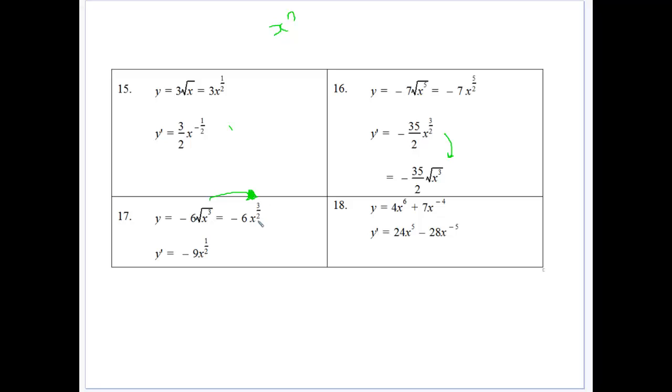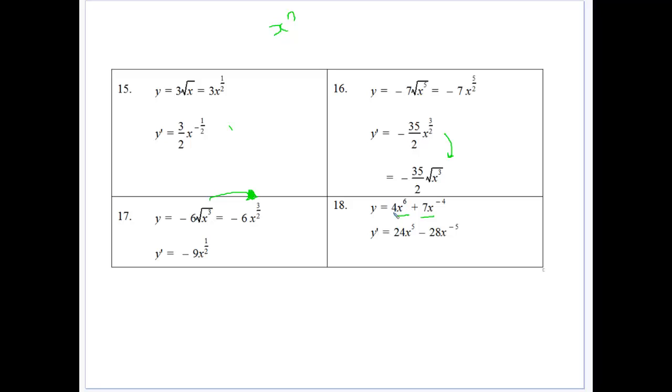So our 3 on 2 multiplies by minus 6 gives us minus 9. We subtract 1 from there, gives us x to the power of a half. 4x to the power of 6, well, because we've got two separate terms, it's okay. If they're two separate terms, we don't have to do anything except derive each term separately.